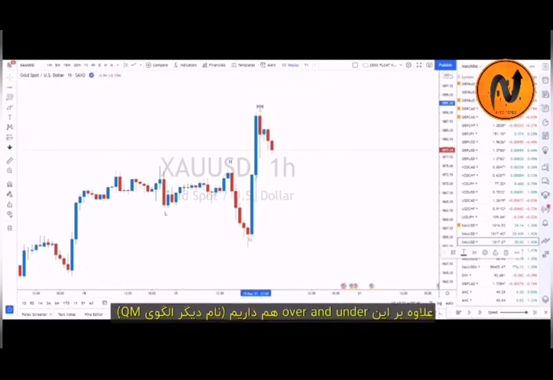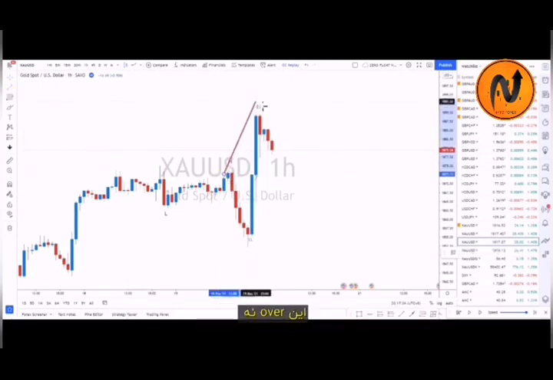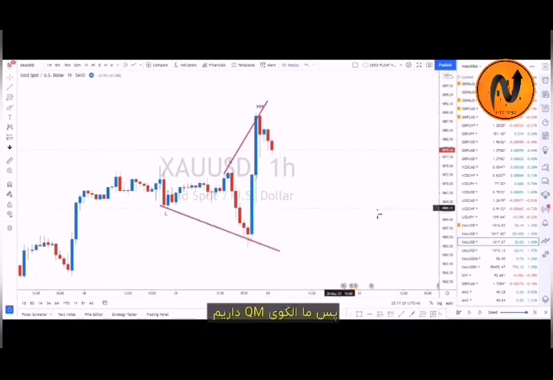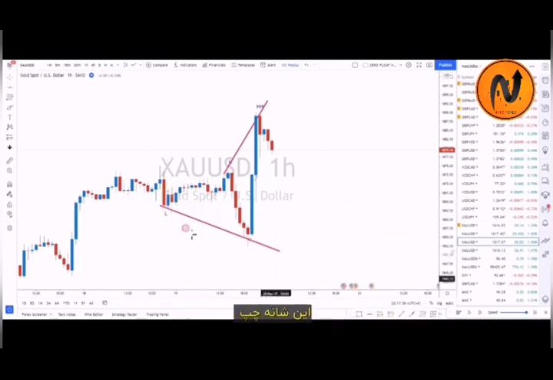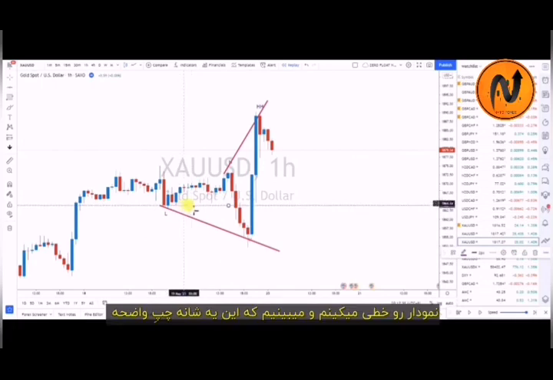Not only that, we have the over and under. This is the over. This is the under. Alright guys, so we have the QM pattern. Next, what we should do is mark the left shoulder. This will be our entry point. This is the left shoulder.